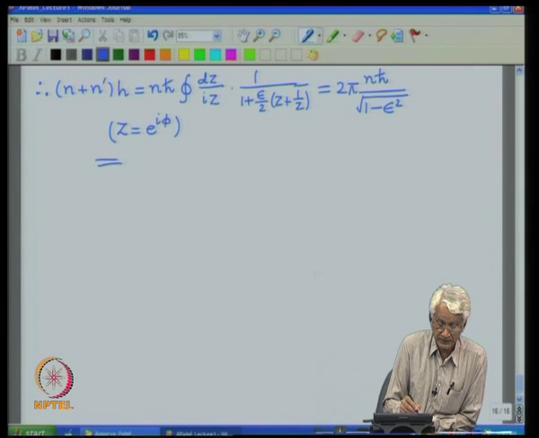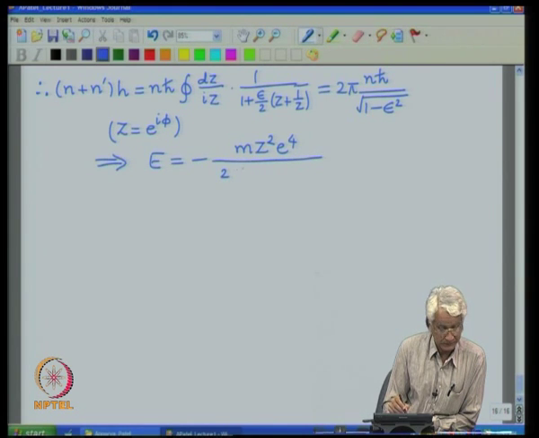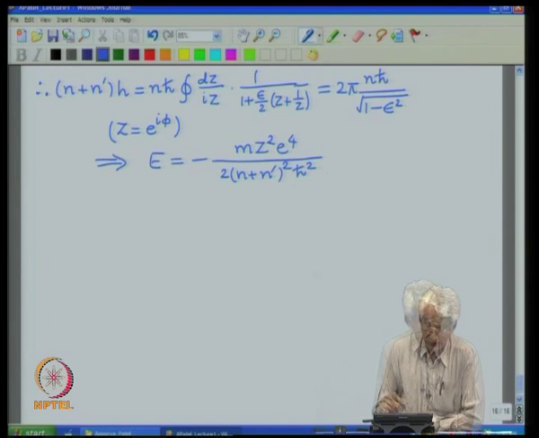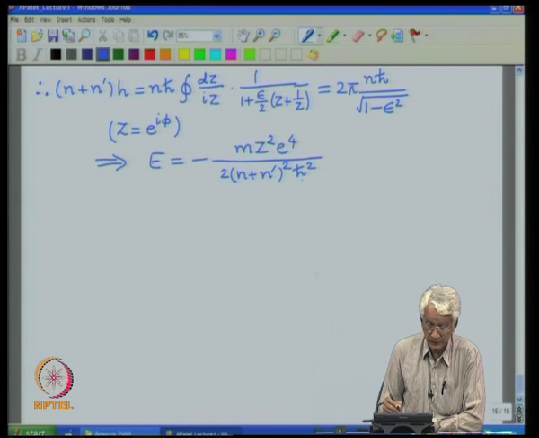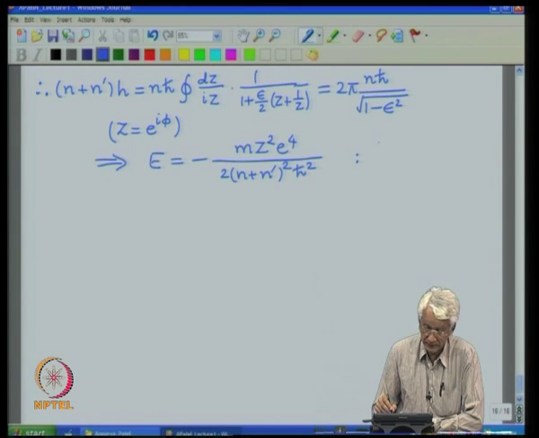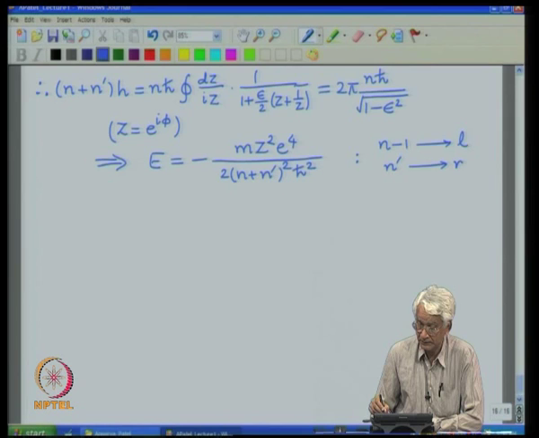If you now invert this whole expression back to obtain the energy levels, the result is the Rydberg formula, and one can now identify n plus n prime, which appears in this formulation as the total quantum number, and explicitly if you want a correspondence with the solution to the Schrodinger equation, it can be mapped by a simple relation that n minus 1 goes to the value of L and n prime gets mapped into n r.